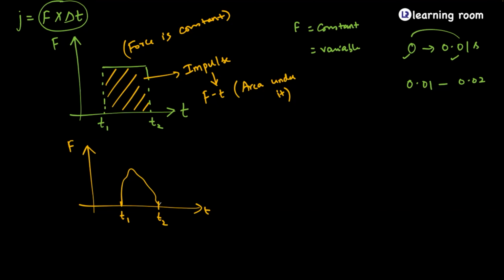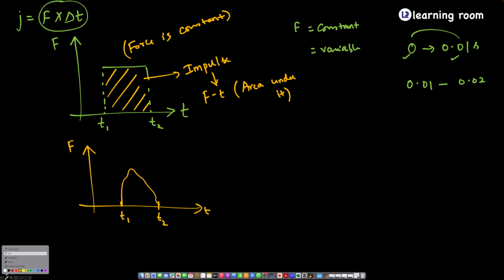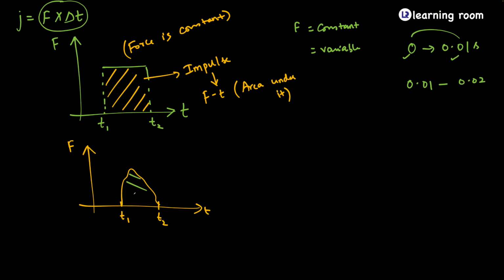Now, if you need to calculate this area, what does this area give you? It will give you the same impulse. The only difference is the way it is easier to handle things. Here it is easier to handle things because it's a regular shape. It's a rectangle. You're just going to multiply the length and the breadth. You're done. Whereas here you cannot do that.